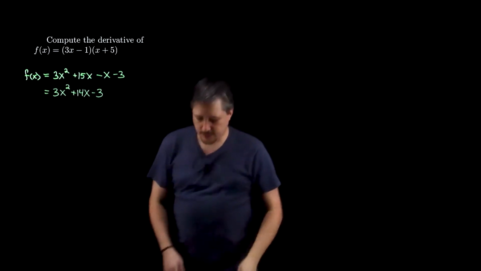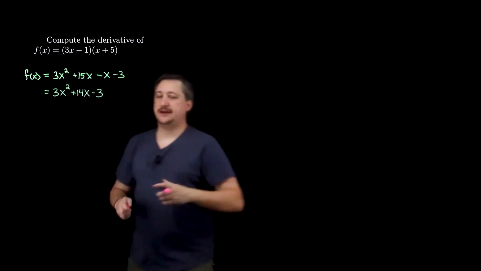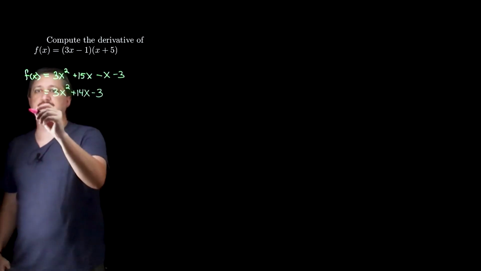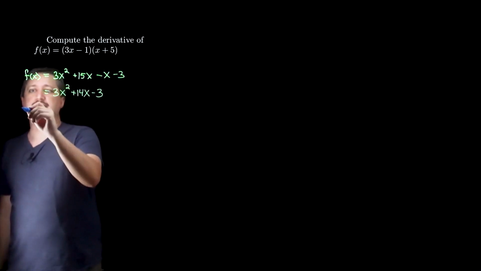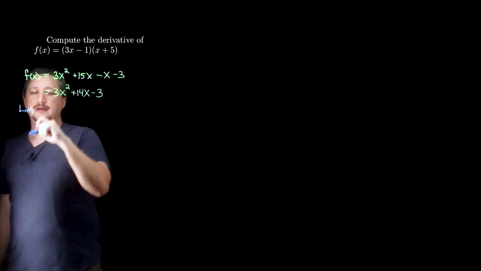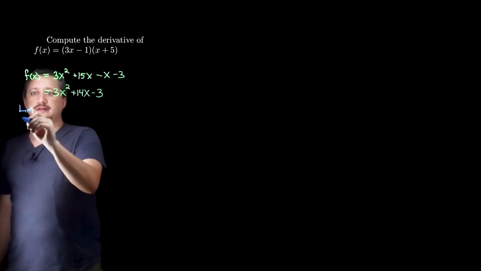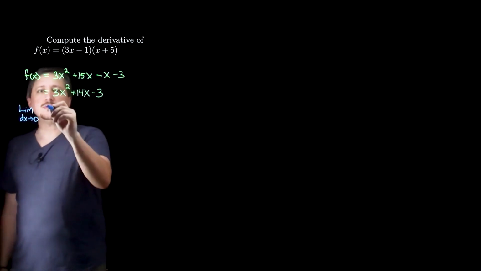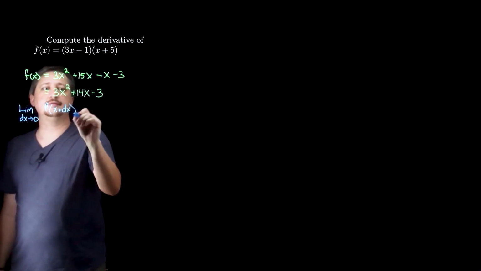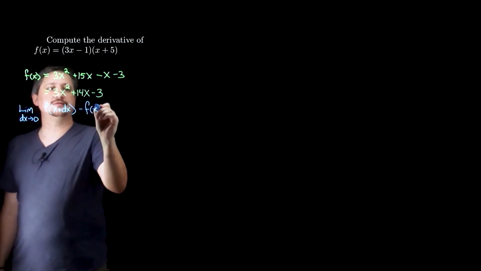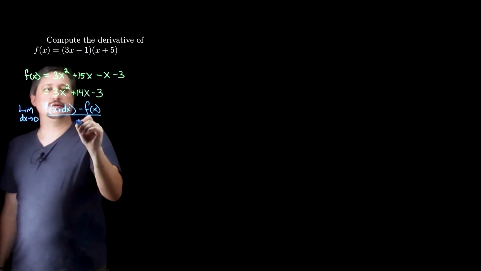All right. Now I'm going to remember and use my limit definition. So I'm going to have the limit definition just in general. I can do this with dx this time: the limit as dx goes to 0 of f of x plus dx minus f of x, all over dx.